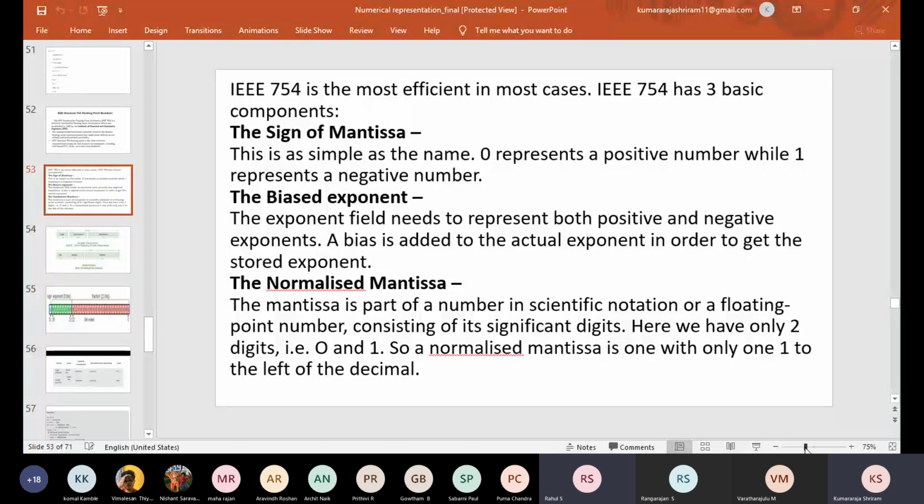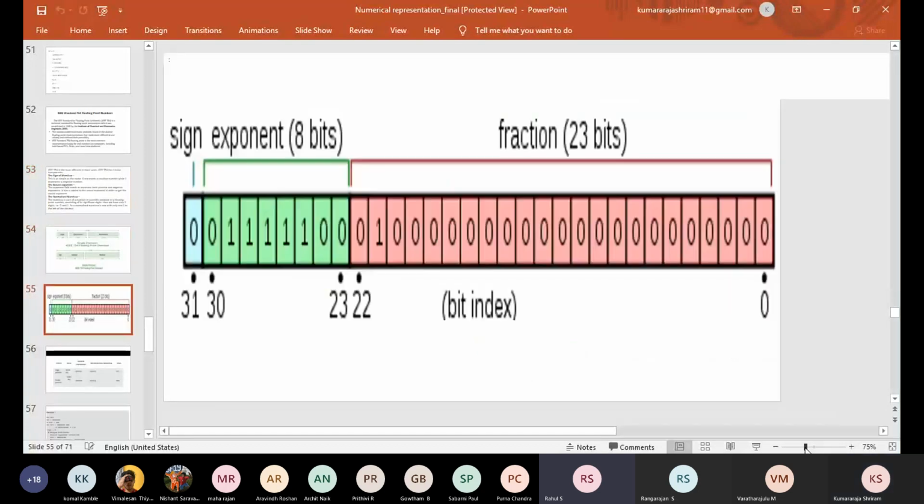This is a clear representation of the single precision floating point. The bits are numbered from right to left, 0, 1, 2, 3, and the last one, the sign bit, is bit 31. So it is 32 bits, numbered from 0 to 31. Bits 0 to 22 are occupied by the fractional part, bits 23 to 30 are the exponent, and the last is the sign. 0 represents positive and 1 represents negative. Next slide.